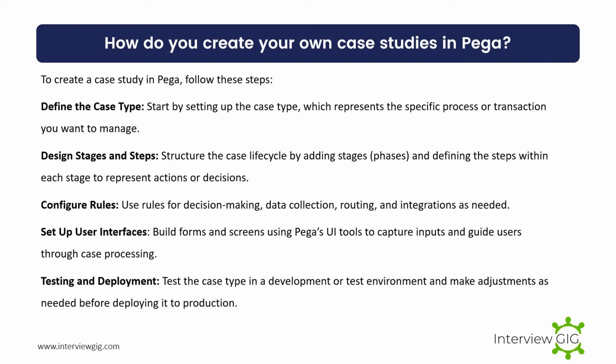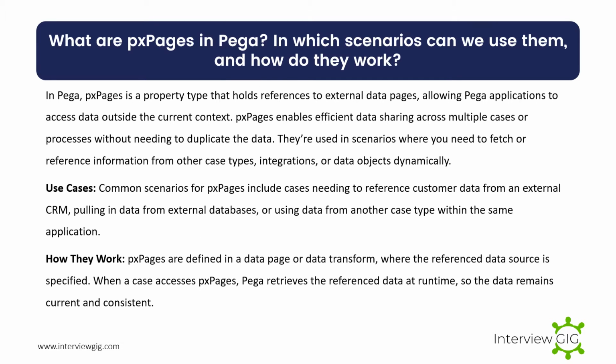Configure rules: use rules for decision-making, data collection, routing, and integrations as needed. Set up user interfaces: build forms and screens using Pega's UI tools to capture inputs and guide users through case processing. Testing and deployment: test the case type in a development or test environment and make adjustments as needed before deploying it to production.